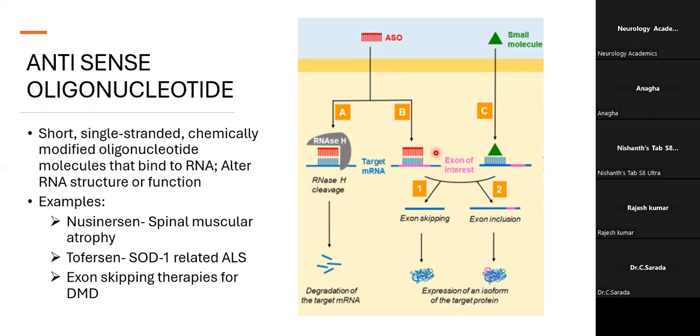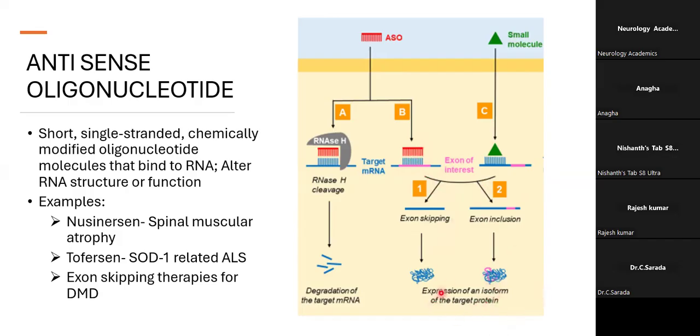Another method is by targeting the exon of interest. So with this, there can be either exon skipping or exon inclusion. In case of exon skipping and exon inclusion, this antisense oligonucleotide binds to the target mRNA and decides whether this exon should be included in the protein production or not. So in either of these methods, there is expression of an isoform of the targeted protein.